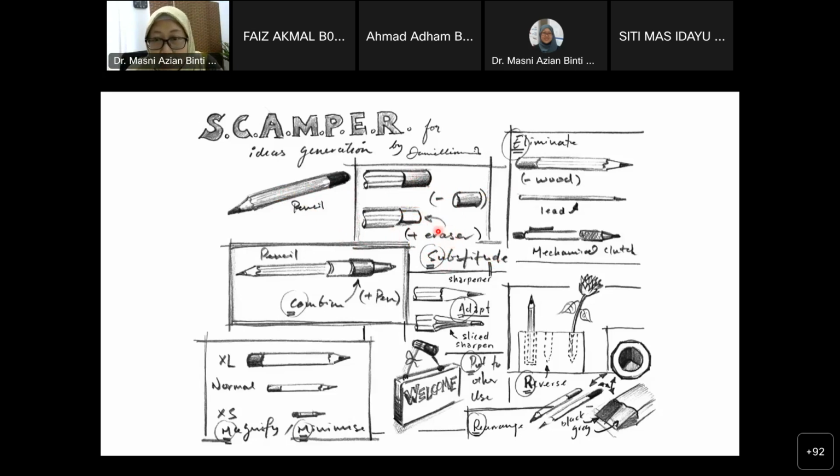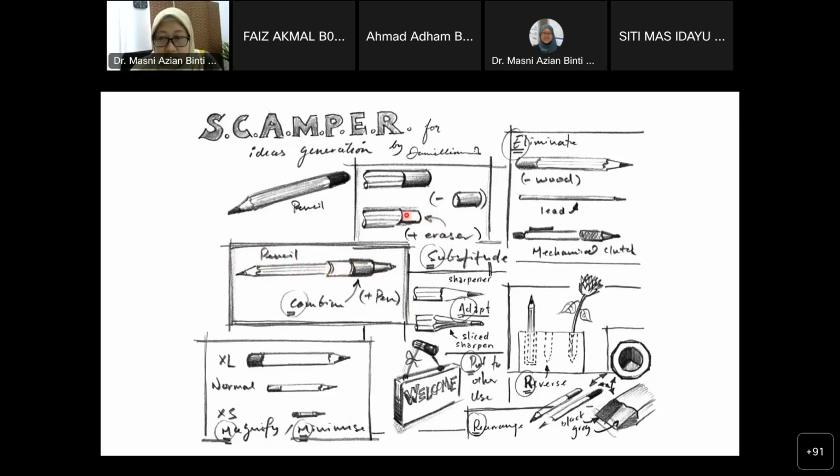Okay, the C part is combine. Probably you can combine the function of a pencil with a pen. Okay, the main purpose, the difference is just the material, but the purpose is the same, to write something on paper. The only difference is that a pencil is erasable whereas a pen is not erasable. But nowadays there are pens that can be erased too. Pens from Japan usually have an erasing function. So that is a new idea.